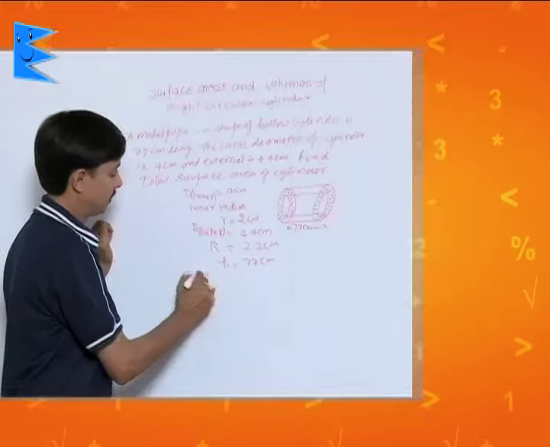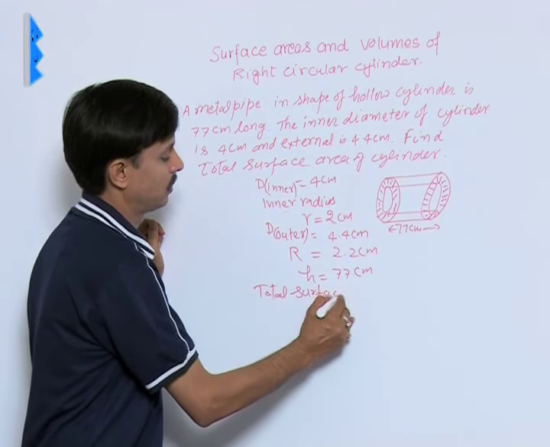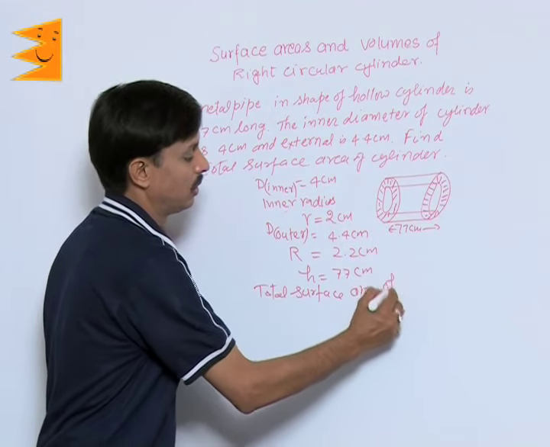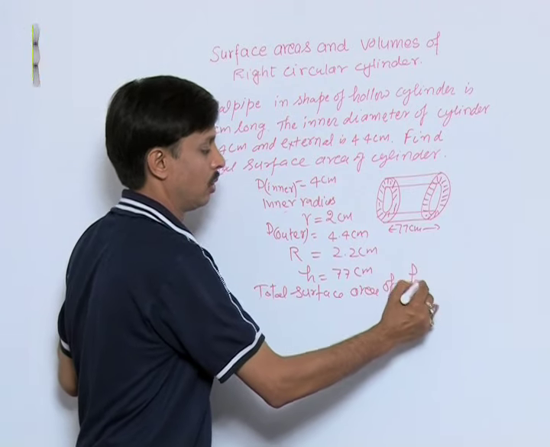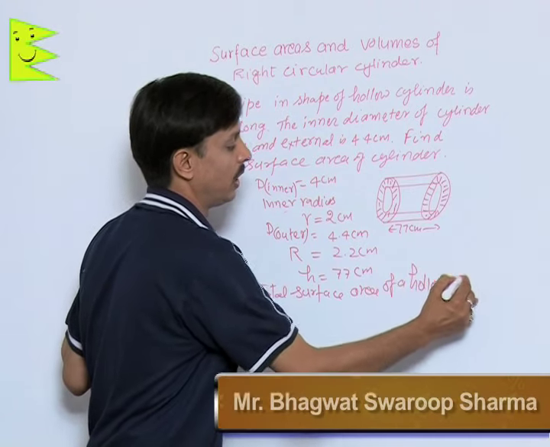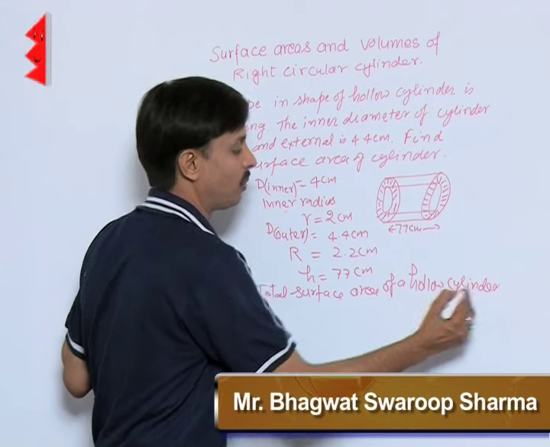Total surface area of a hollow cylinder. You can recall the formula.